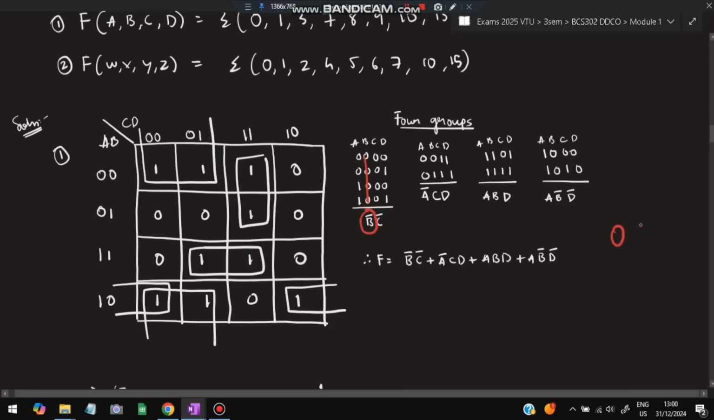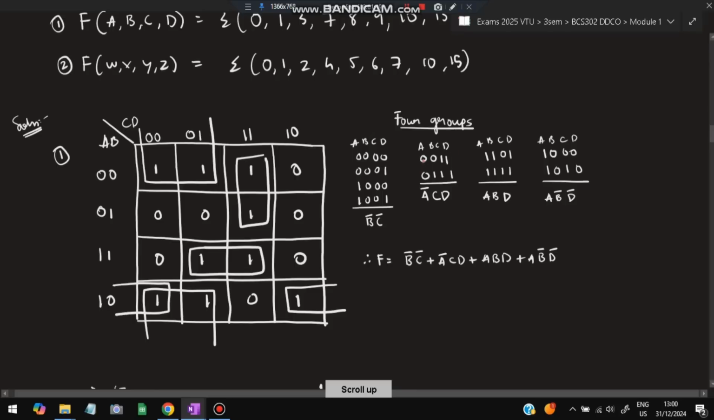If it is 0, I'll be putting a bar on top; if it is 1, I'll not be putting any bar. Okay, that's the rule. So here b's are having all zeros, so since 0 is there, I'll write b and put a bar. C is the same, so I'll be writing c, and 0 is there, so I'll be writing a bar here. Okay, and d is changing, so I'll not consider d.